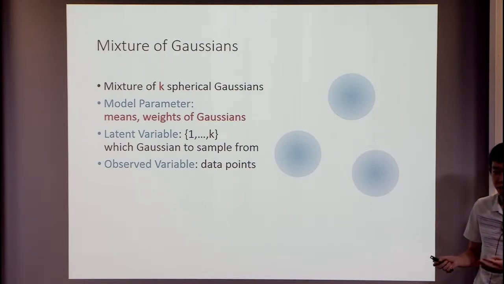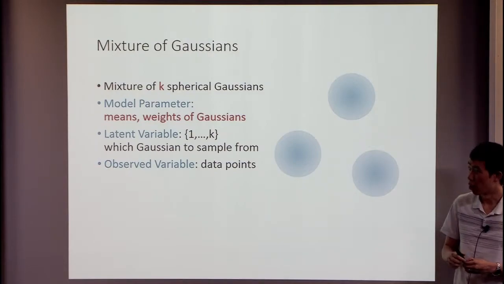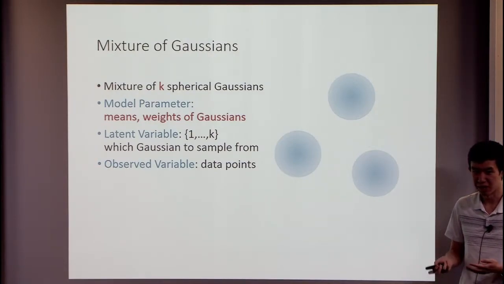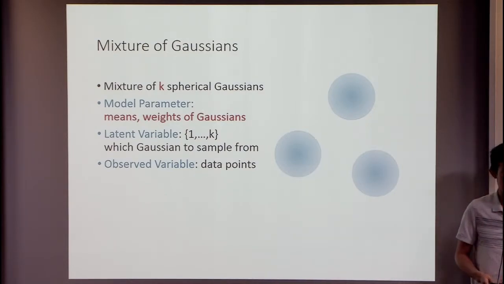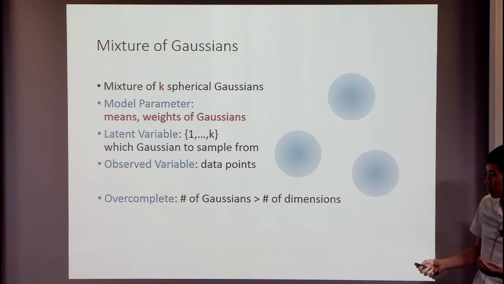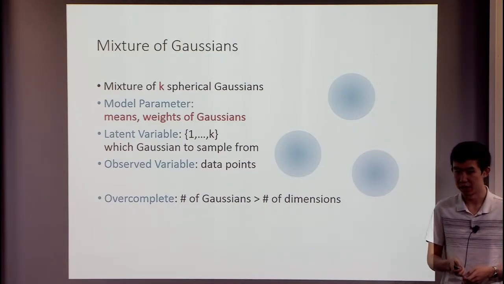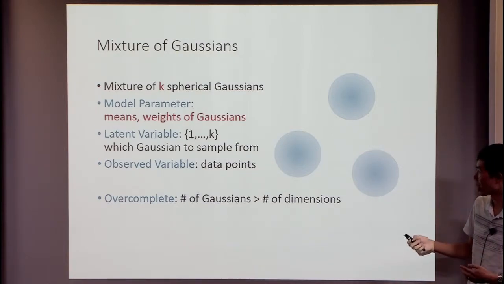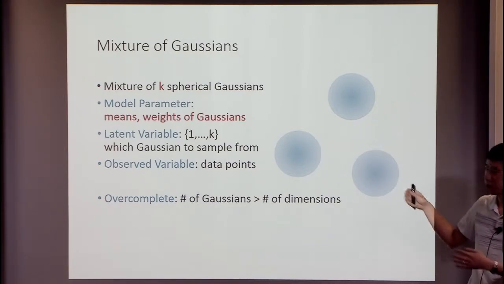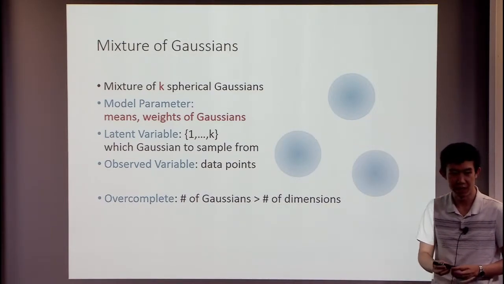And as you may recall, in the title I also have the word overcomplete. Overcomplete might mean different things for different models. But for this particular mixture of Gaussians model, by overcomplete, I just mean the number of Gaussians should be larger than the number of dimensions they are in. For example, in this case, we have 3 Gaussians in a 2-dimensional space. So this is one of the overcomplete settings.